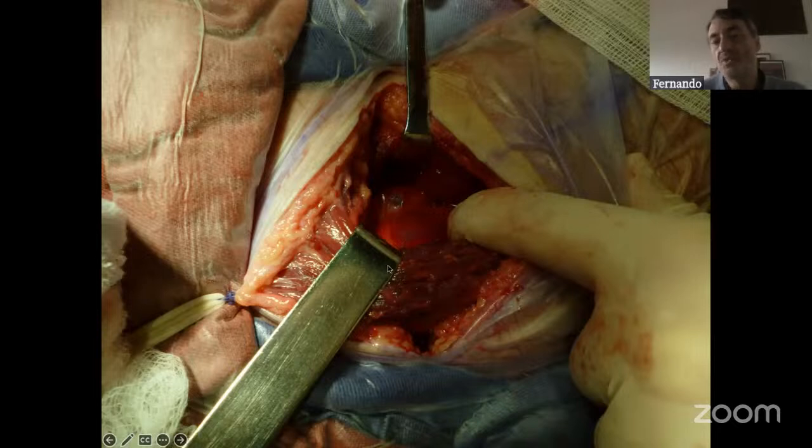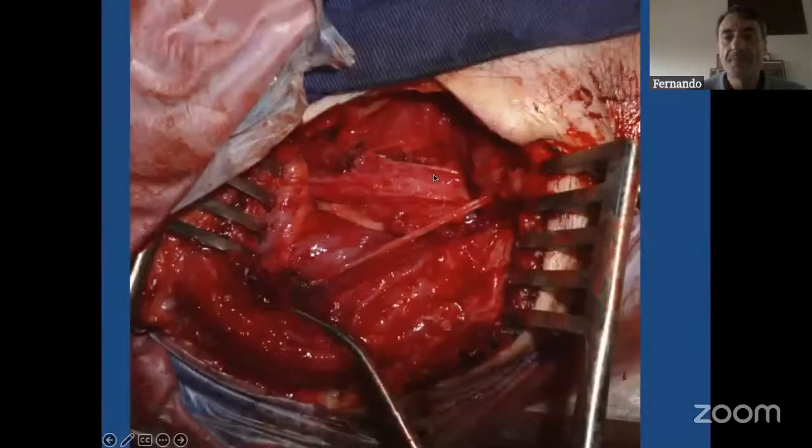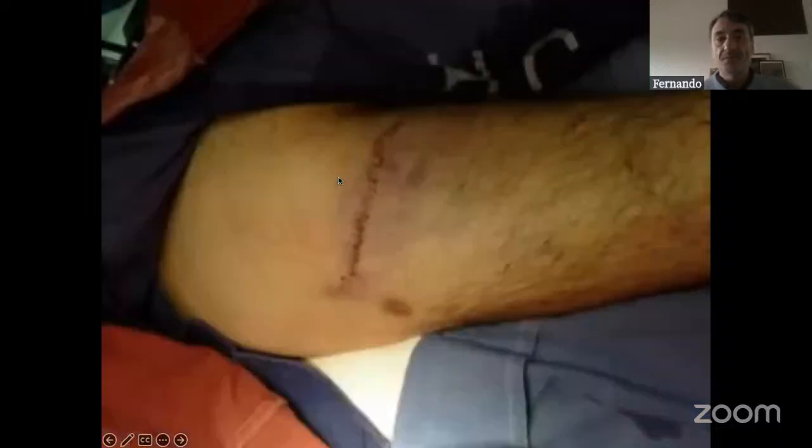The hamstring muscles are retracted medially. The gluteus maximus fibers are retracted cranially. And this is the exposure of the sciatic nerve in the transition between the gluteal region and the posterior thigh region. And we can assess this part of the nerve. It was a gunshot injury, and we can repair with graft this part of the nerve. This is the cosmetic result. It's very good.